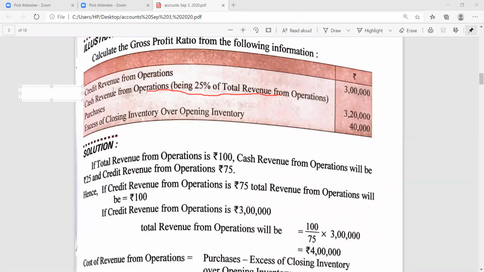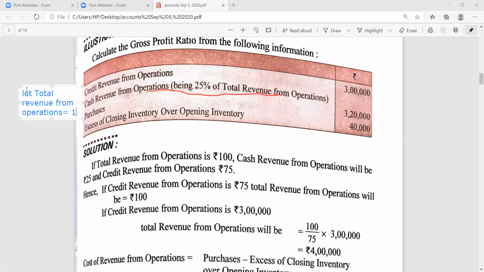See, credit revenue from operation is given in actual figures, but cash revenue from operation is given with a clue that it is 25% of total revenue. For this purpose we require the total revenue, but we don't have it. So what can we do? We can let total revenue from operation be equal to 100.